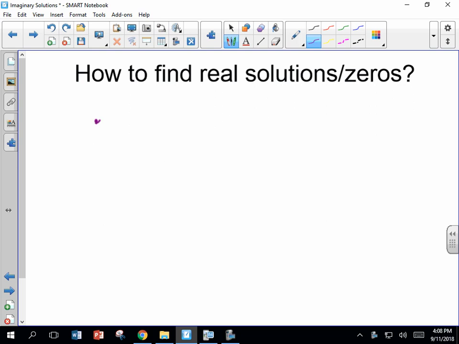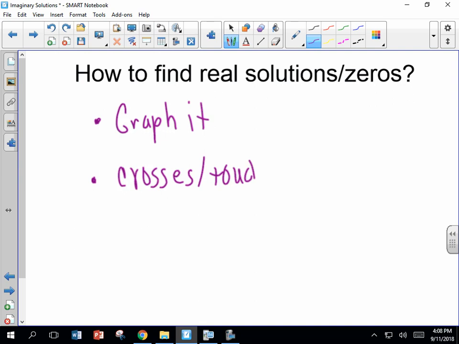So first, let's review how we talked on Monday and Friday about how to find the real solution. The first thing we're going to do with the function is graph it. Then, when we graph it, we are looking for where it crosses and touches the x-axis. And where it crosses or touches the x-axis is going to be our solution.